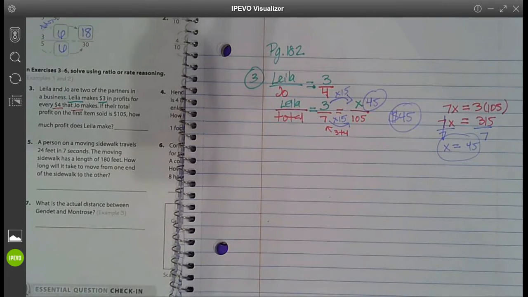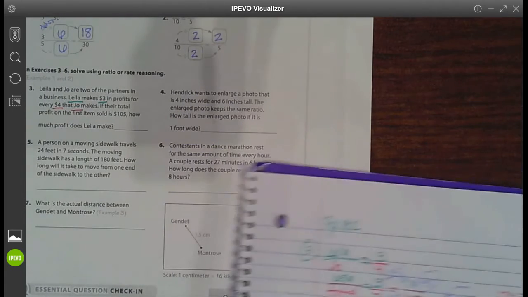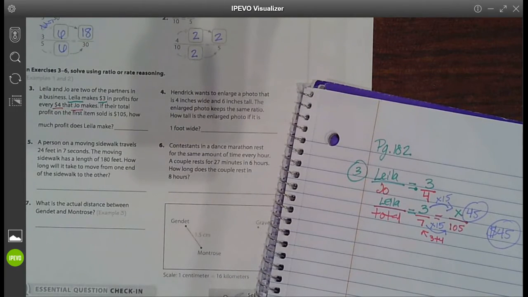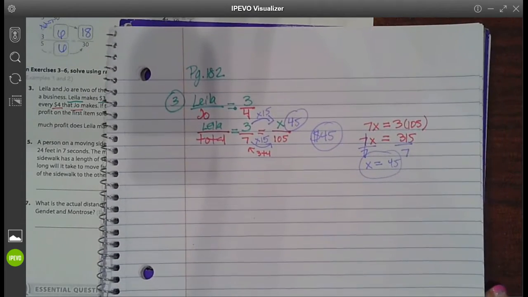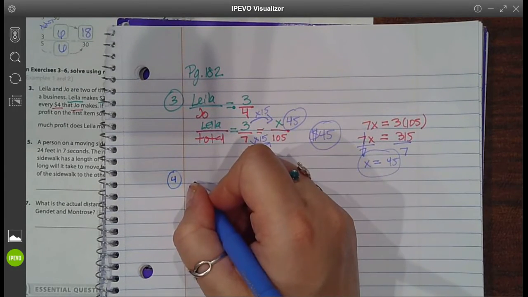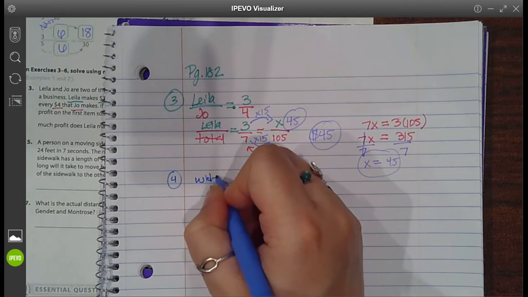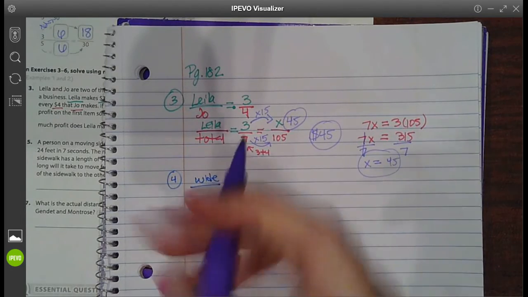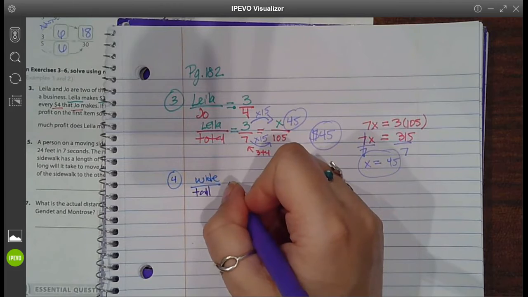Okay, let's try the next one. Henrik wants to enlarge a photo that is 4 inches wide and 6 inches tall. The enlarged photo keeps the same ratio. So how tall is the enlarged photo if it's 1 foot wide? So we're talking about, go ahead and write this down, how wide it is to how tall it is.